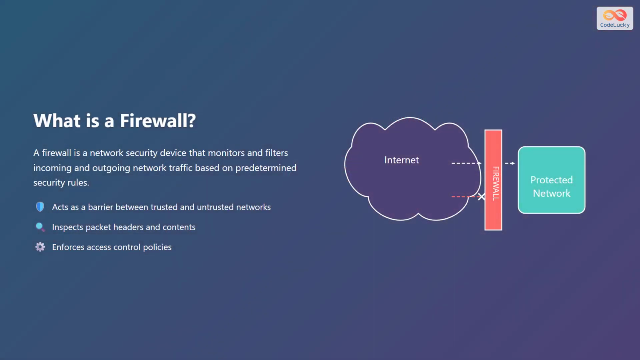So, what exactly is a firewall? A firewall is a network security device that meticulously watches and filters both incoming and outgoing network traffic. It acts like a gatekeeper, carefully examining each piece of data based on a set of predetermined security rules. Imagine it as a barrier between your trusted network and the untrusted outside world. It carefully inspects packet headers and contents and enforces access control policies, ensuring that only legitimate and safe traffic is allowed in and out.